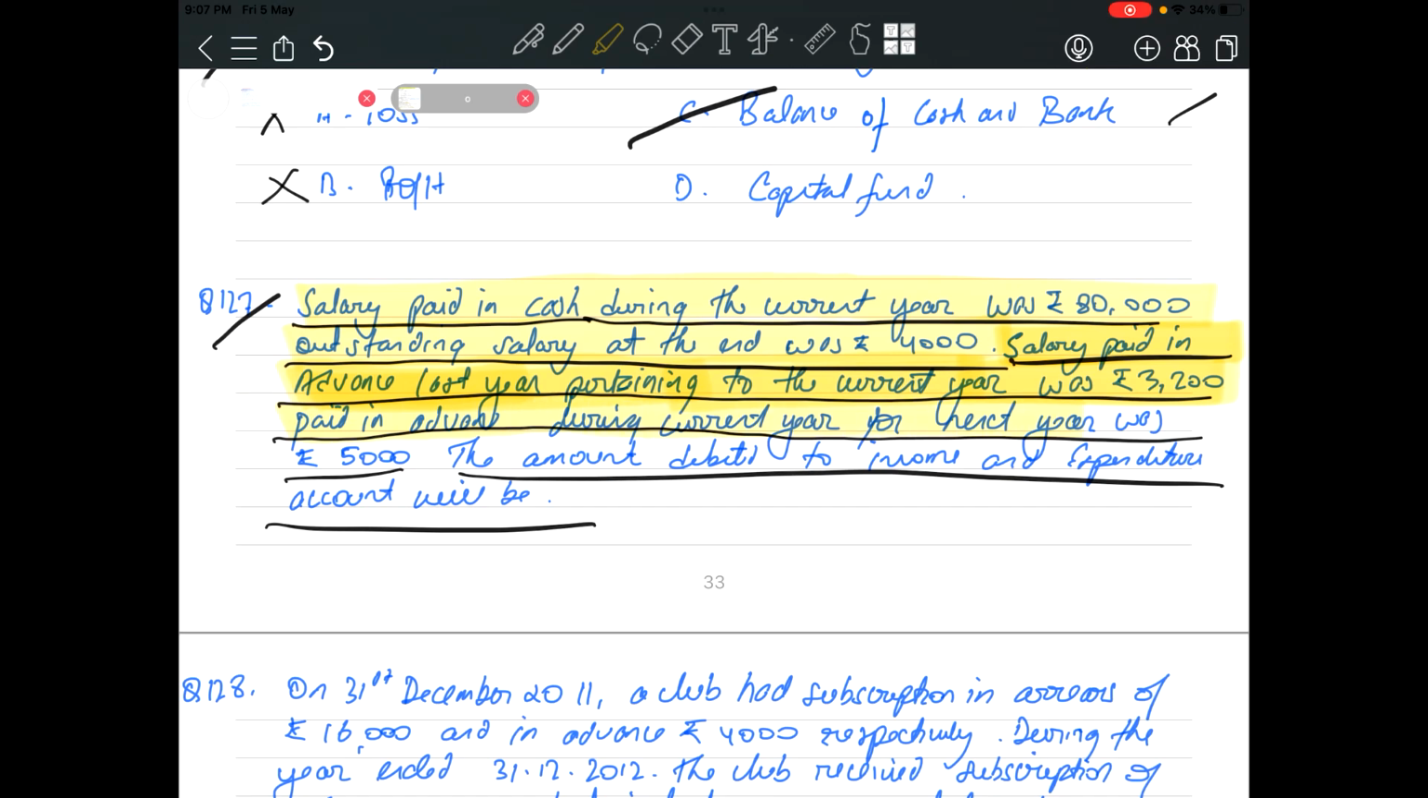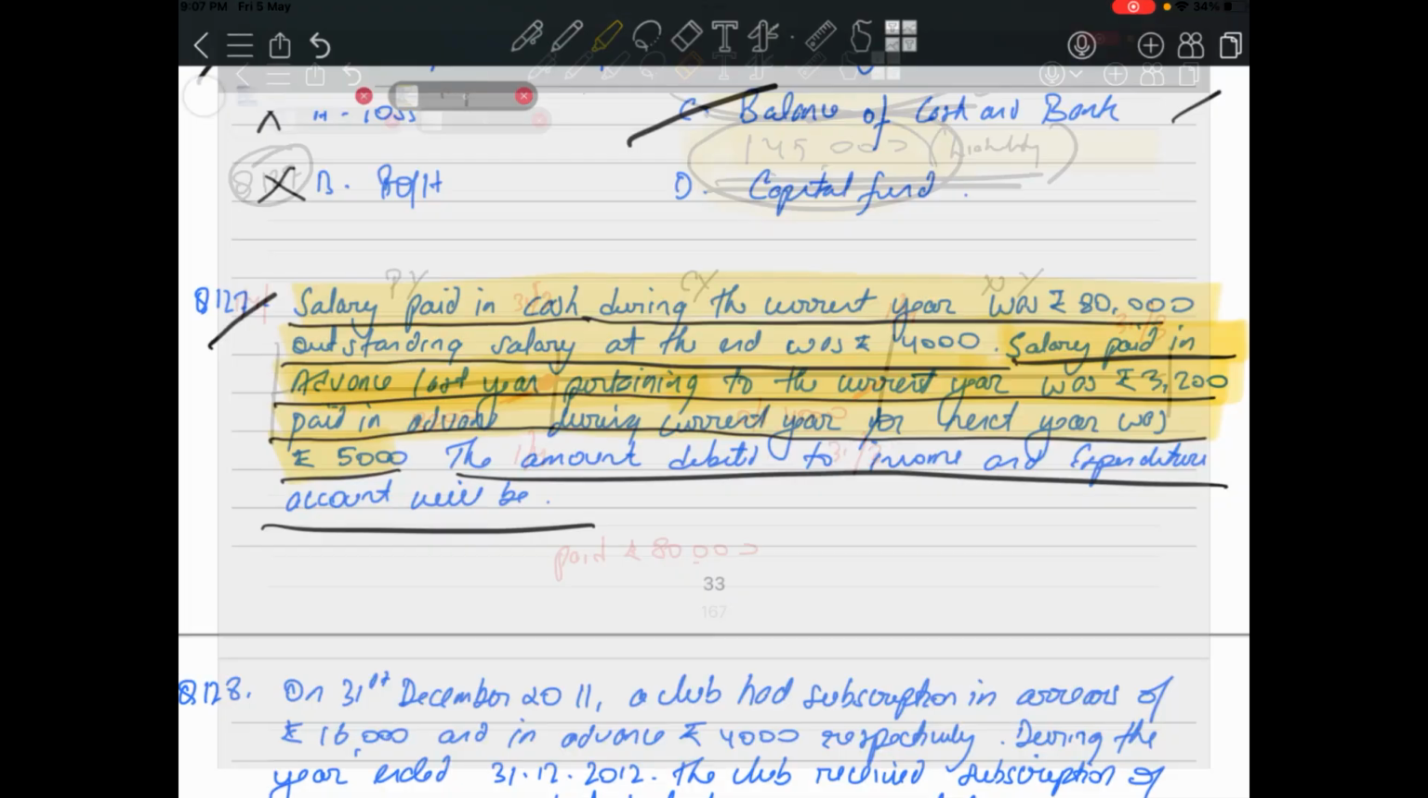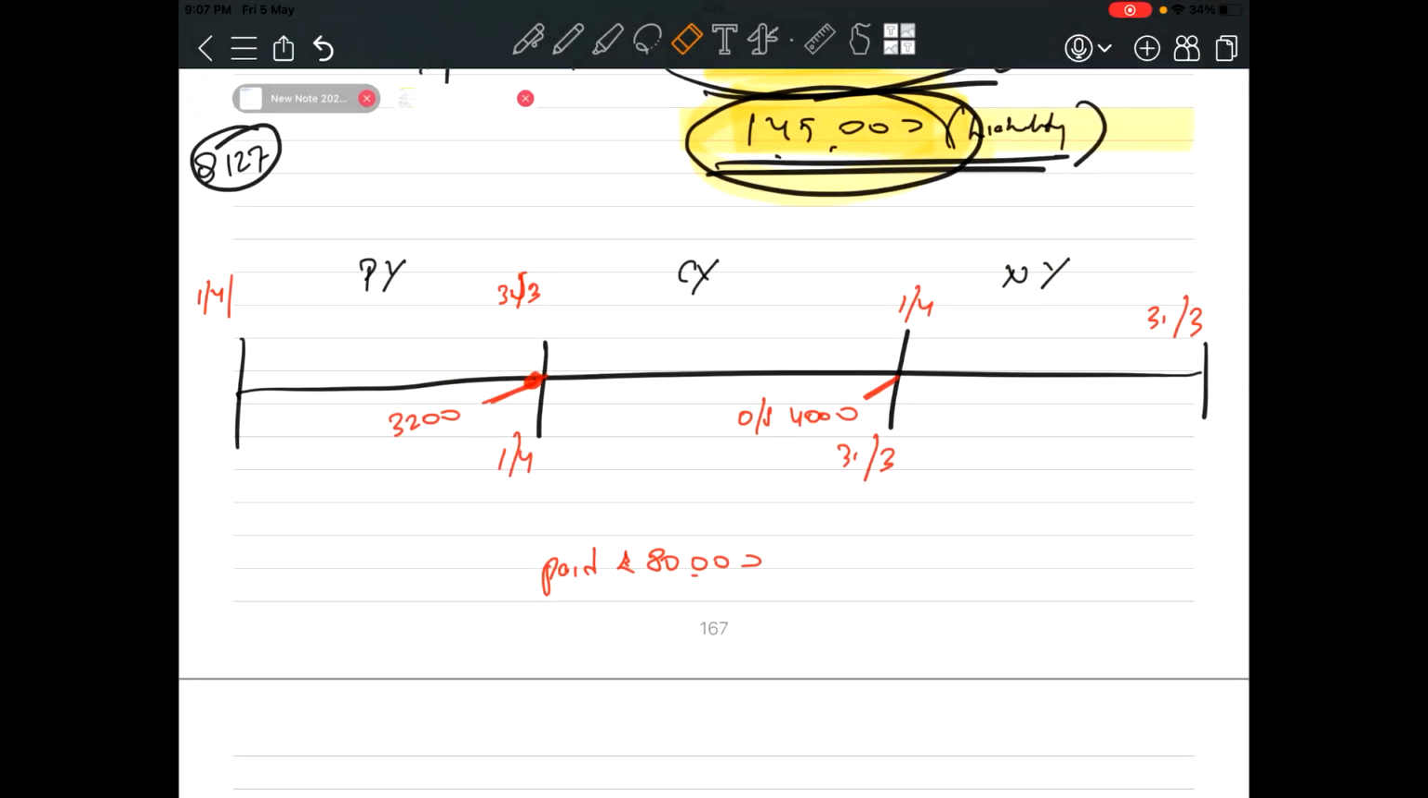Next, salary paid in advance during the current year for the next year was 5,000. Now we have paid an advance salary of 5,000 at this point. This will also be our asset, right?